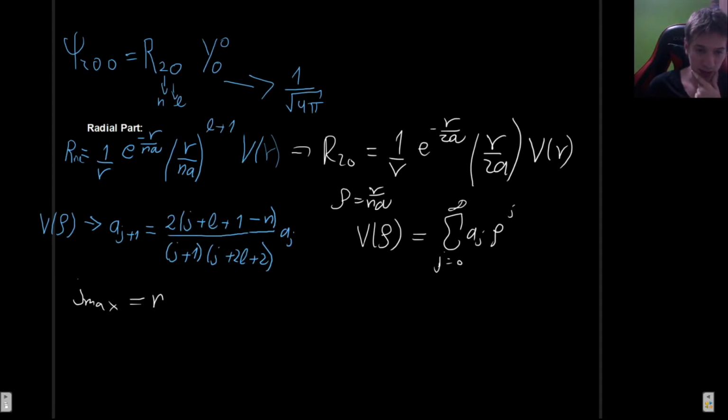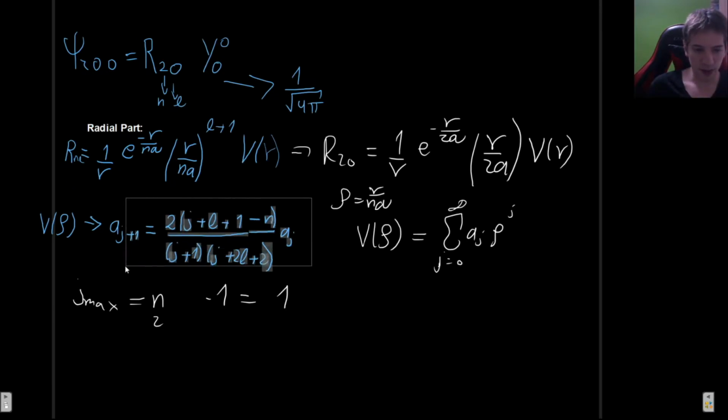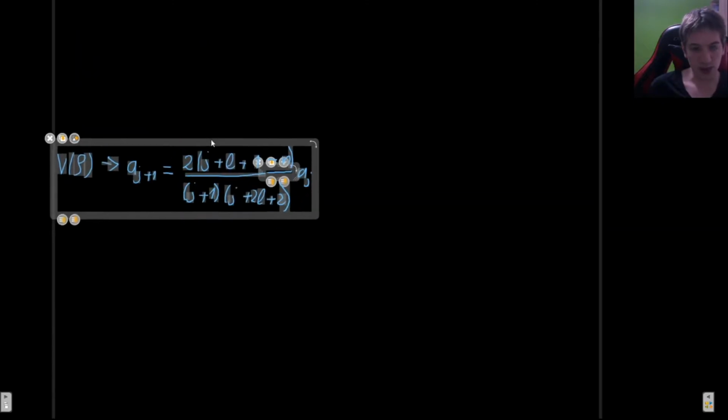So j max will be n minus l minus 1. n in this case is 2, l is 0. So we're going to get 2 minus 1. So in this case, actually, j max will be 1. In the previous case, when we saw the ground state, it was 0. So this means we have to take this recursive formula and put in first j equals 0 and then j equals 1 and see what we get. Well, spoiler, j equals 1 will be 0, so that will actually not be quite important, but it's always good to make sure that it's correct.